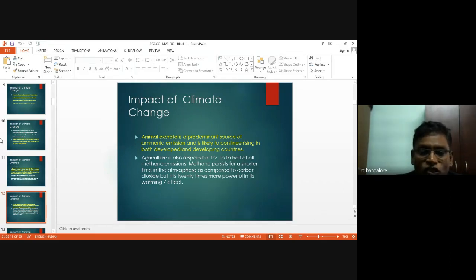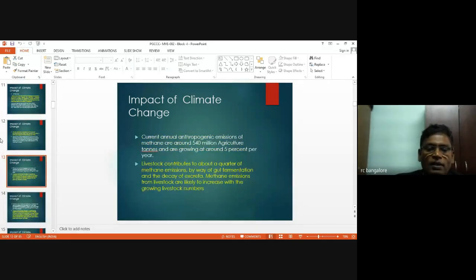Methane persists for a shorter time in the atmosphere as compared to carbon dioxide, but it is 20 times or more powerful in its warming effect. So global warming, the increase in the temperature of the environment, is also strongly influenced by methane emissions from agriculture and livestock. The current annual anthropogenic methane emissions are around 540 million tons and are growing at around 5% per year. So we can imagine the methane generated from agricultural and anthropogenic activity in total.